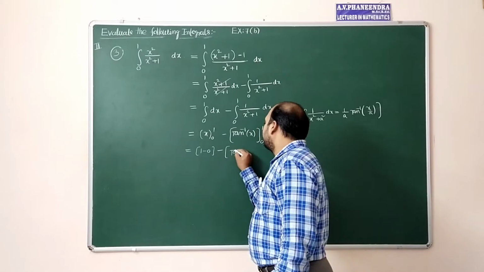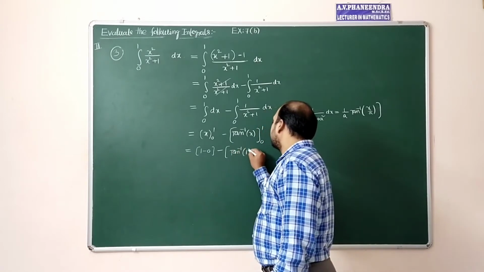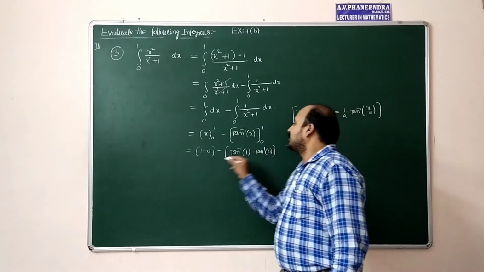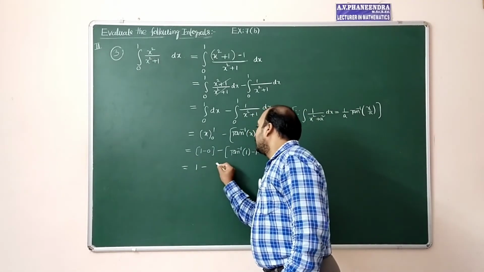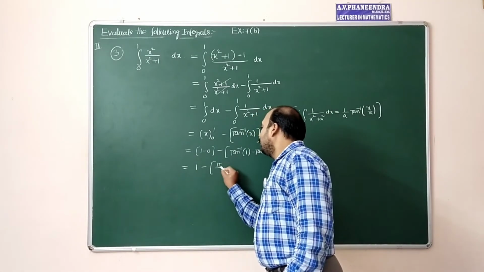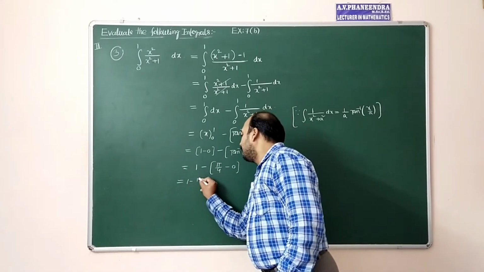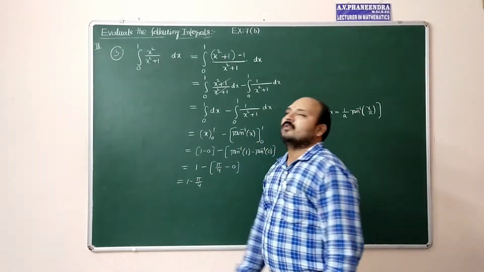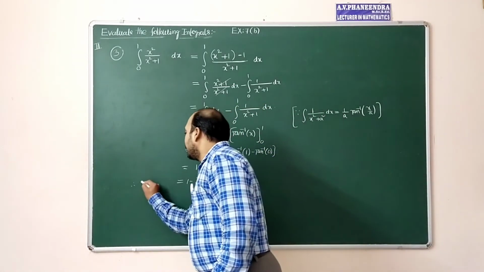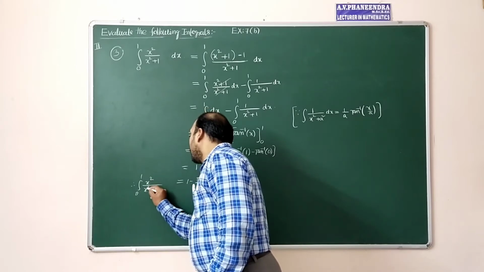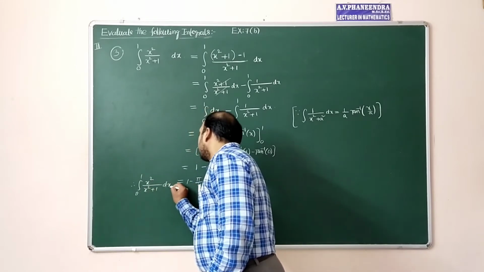minus tan inverse 1 minus tan inverse 0. So which is equal to 1 minus, tan inverse 1 is pi by 4, minus tan inverse 0 is 0. So 1 minus pi by 4. Therefore integral 0 to 1 x square by x square plus 1 into dx is 1 minus pi by 4.